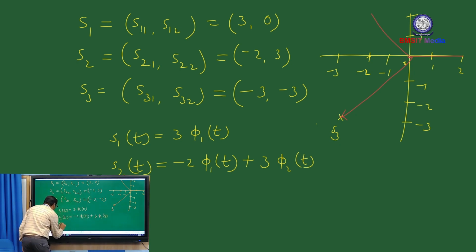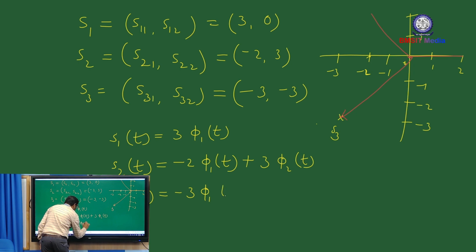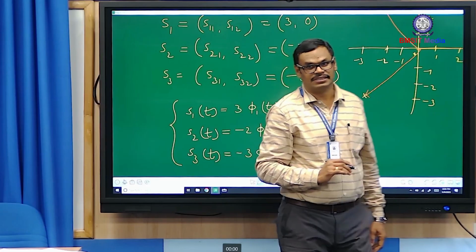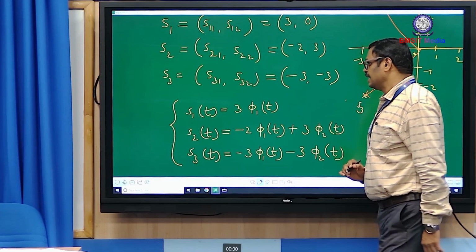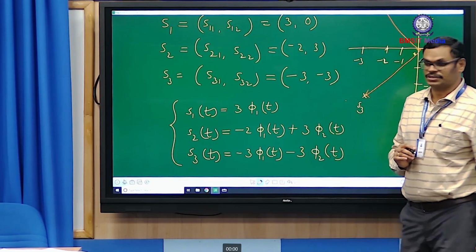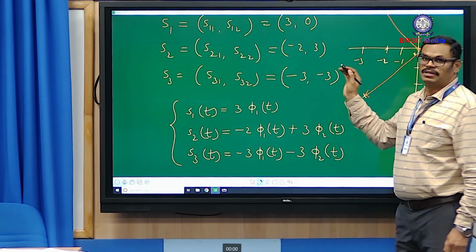And S3 of t is equal to, so phi1 is minus 3 and phi2 is minus 3. So I can write minus 3 phi1 of t, then minus 3. So this is how we express the m finite energy signals as a linear combination of n orthonormal basis functions. So this is just one example.